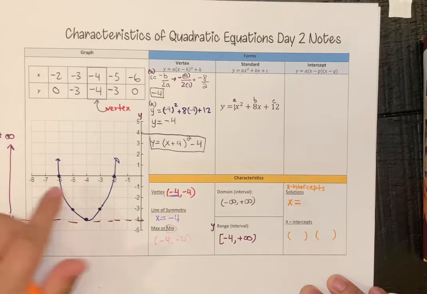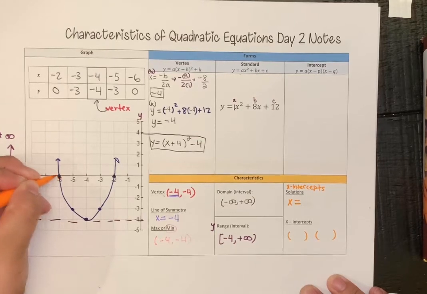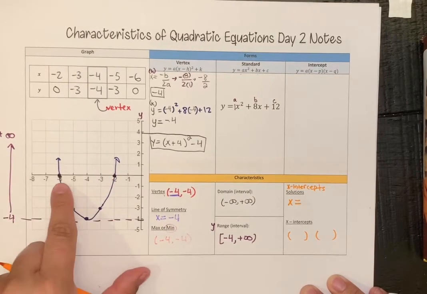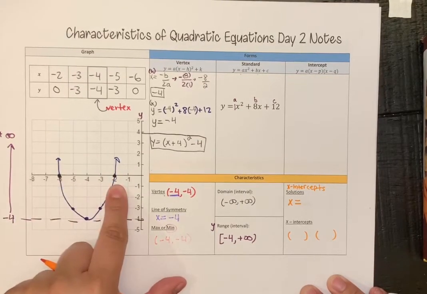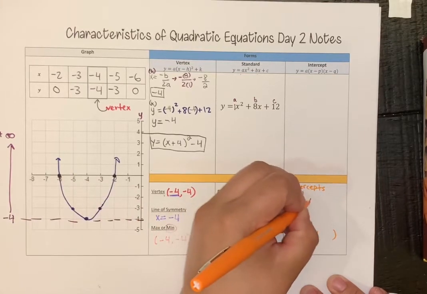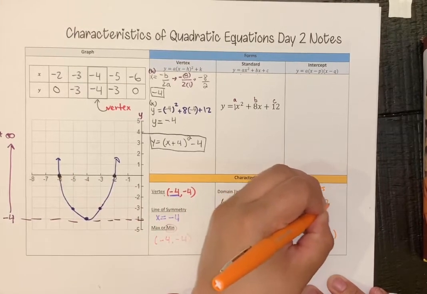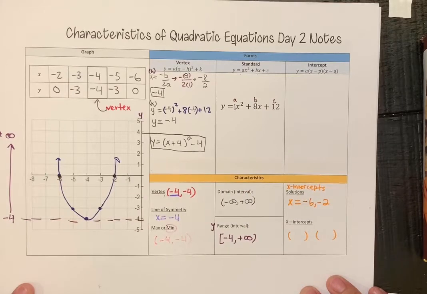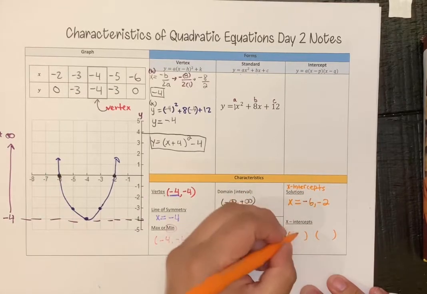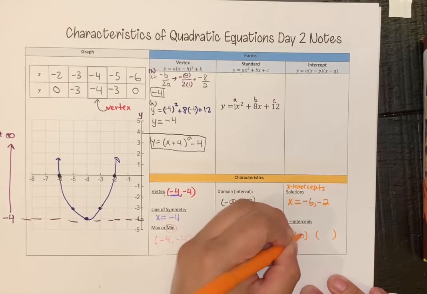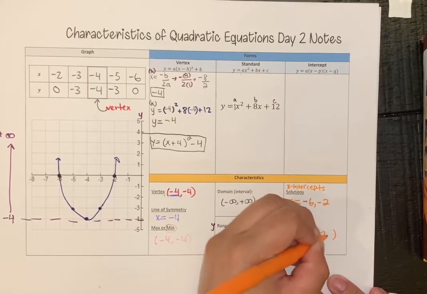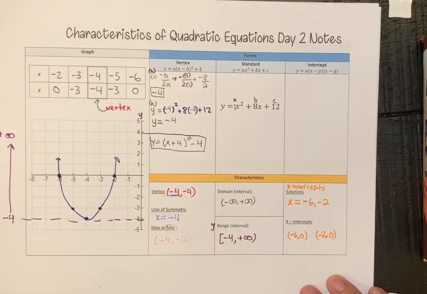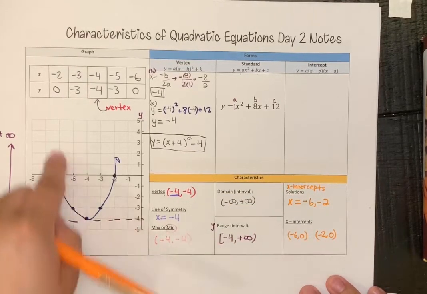Our solutions, then, are wherever it's crossing our x-axis. In this case it's -6 and -2. So -6, -2. And then we just do the same thing here. We have -6, 0, and -2, 0. And now we're almost done.